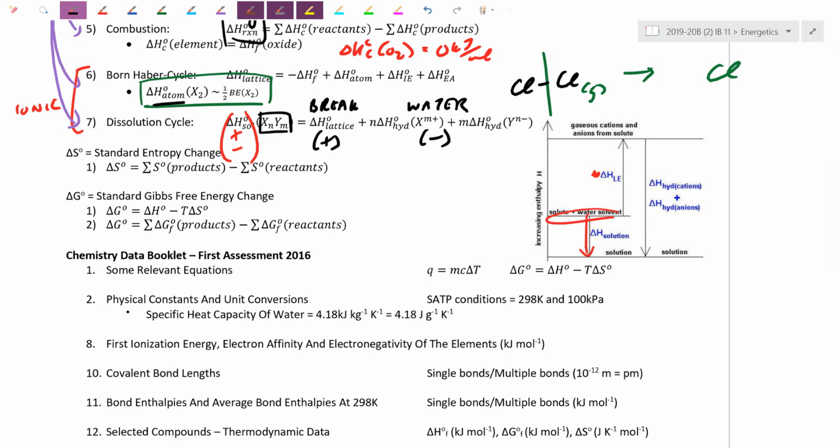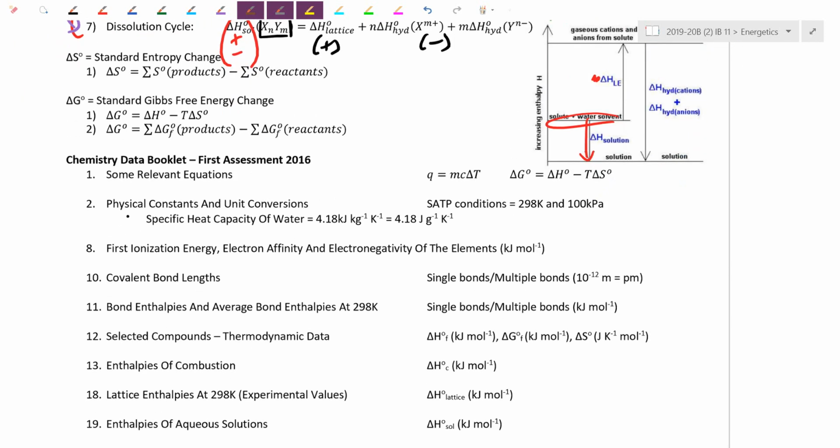Where can you find some of these data numbers here? You can basically flip your way through, you don't need to memorize this, but you have some equations like MCAT. We're going to see this formula in this lesson and the next lesson here. Some constants we see in section 2. We saw that first ionization and electron affinity was useful for Born-Haber cycles, so a BH cycle.